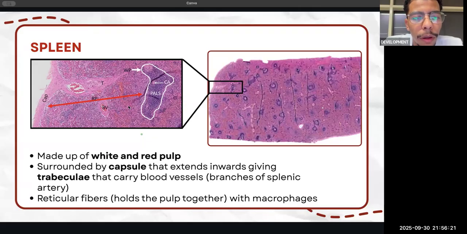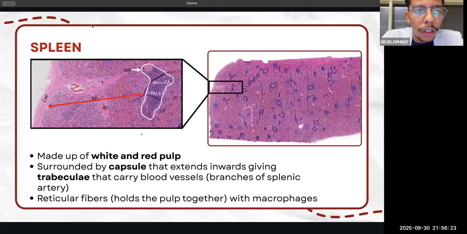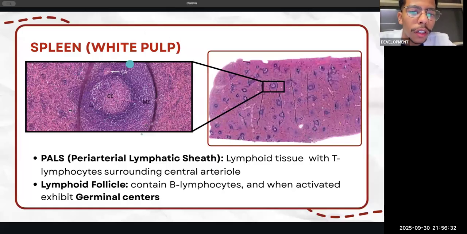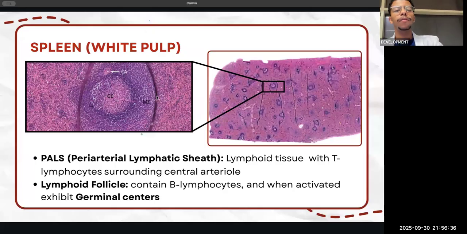Yes, white pulp is PALS plus the central arteriole in the middle. This is your central arteriole, and we have PALS around it. All together, it's called what? Your white pulp. Okay, I hope it's clear now.